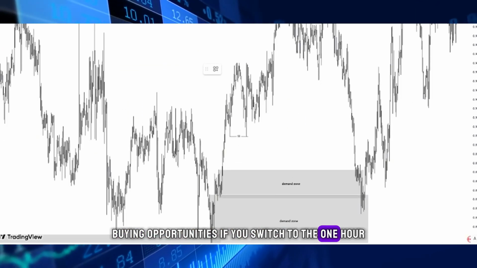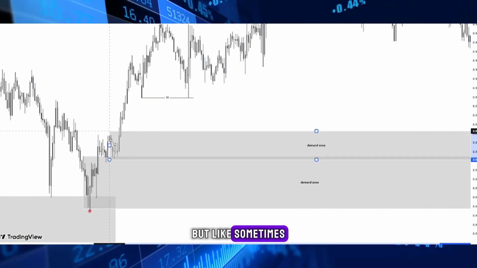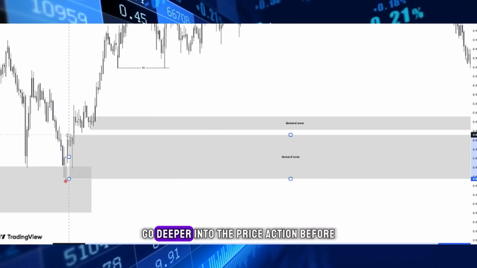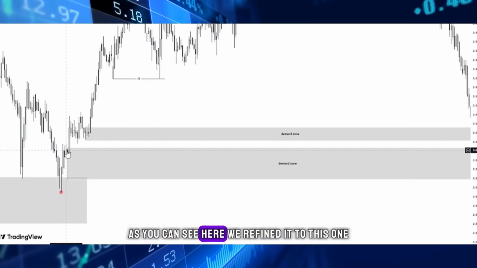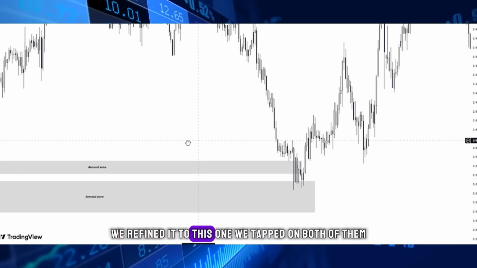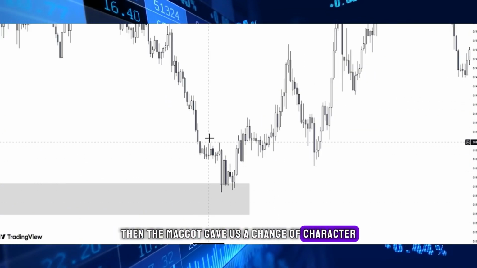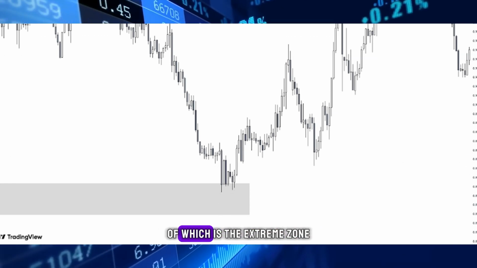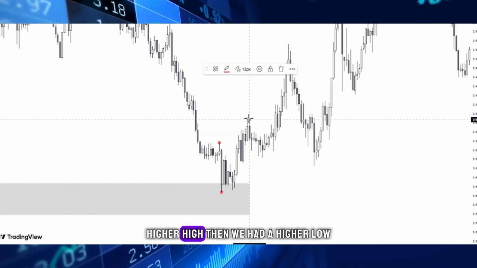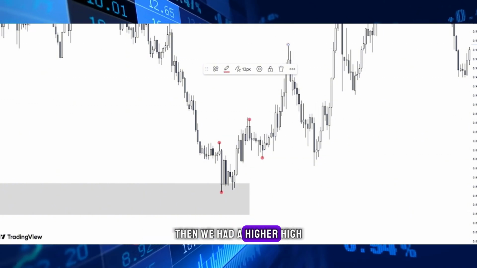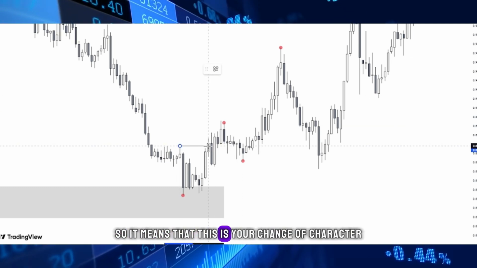If you switch to the 1 hour, that is where you'll clearly notice that these order blocks are valid, but sometimes the market has to go deeper into the price action before reacting to one of the two. As you can see here, we refined it to this one, we refined it to this one, we tapped on both of them, then the market gave us a change of character after tapping into the last one, of which is the extreme zone. So from there we had a lower high, lower low, higher high, then we had a higher low, then we had a higher high. So obviously this is not a pullback, so it means that this is your change of character.